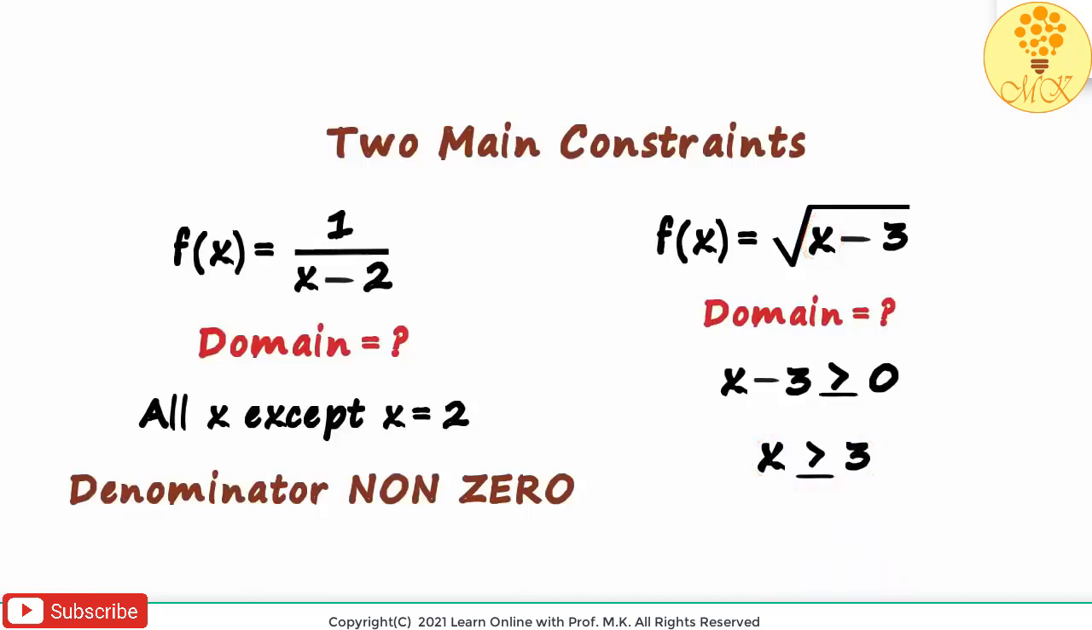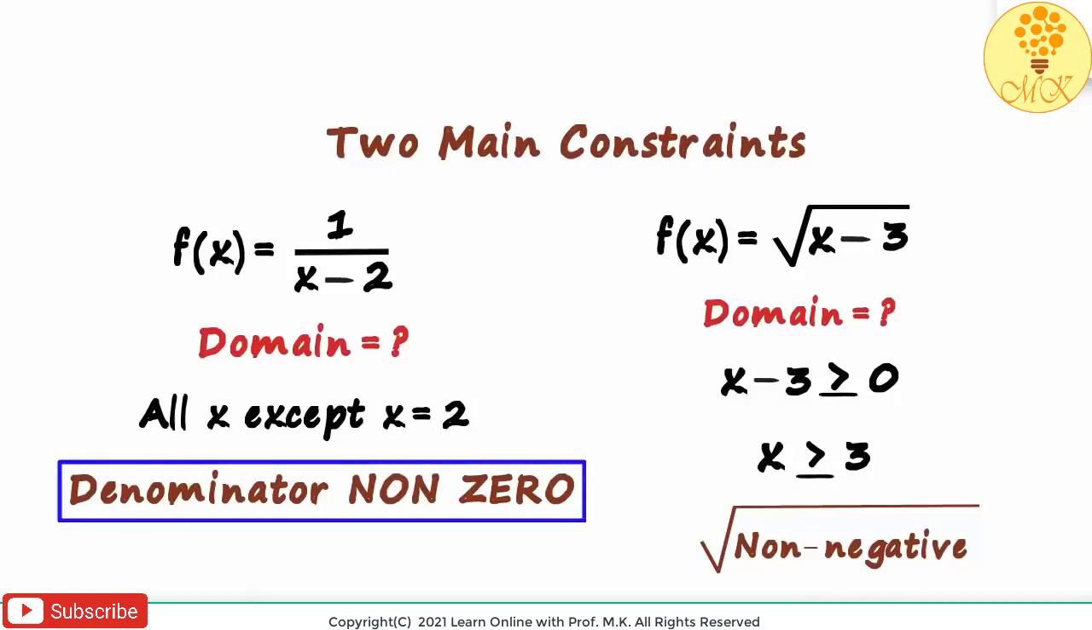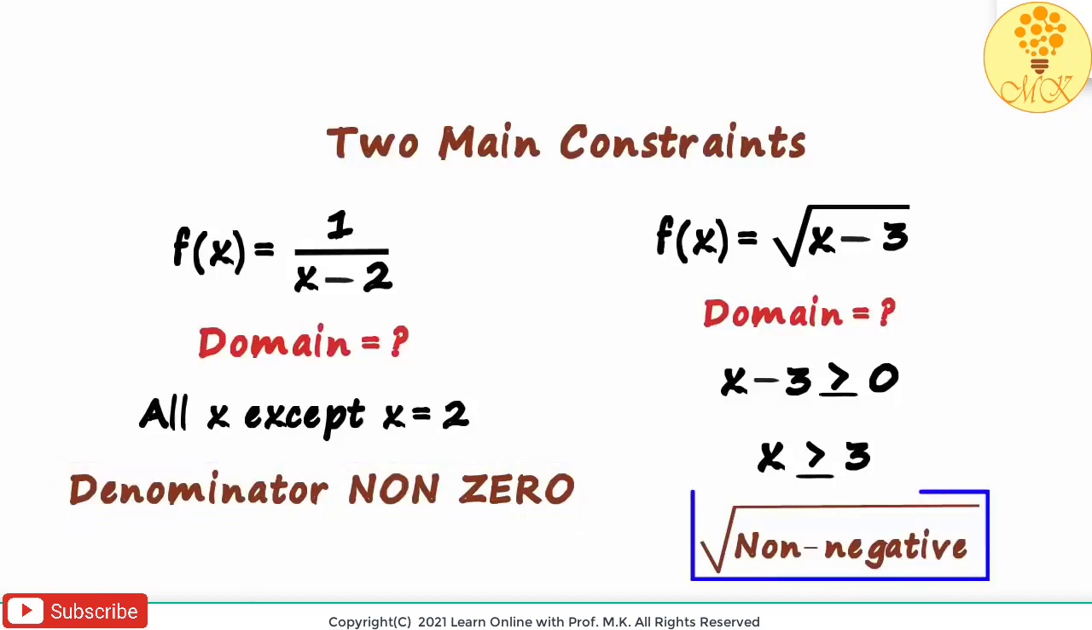That brings us to the second constraint. Even roots can have only non-negative numbers under them. Remember this well. The denominator has to be non-zero, and even roots cannot have a negative number under them.